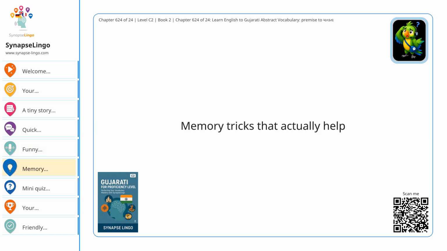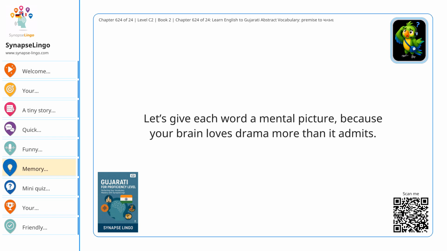Memory tricks that actually help. Let's give each word a mental picture, because your brain loves drama more than it admits.